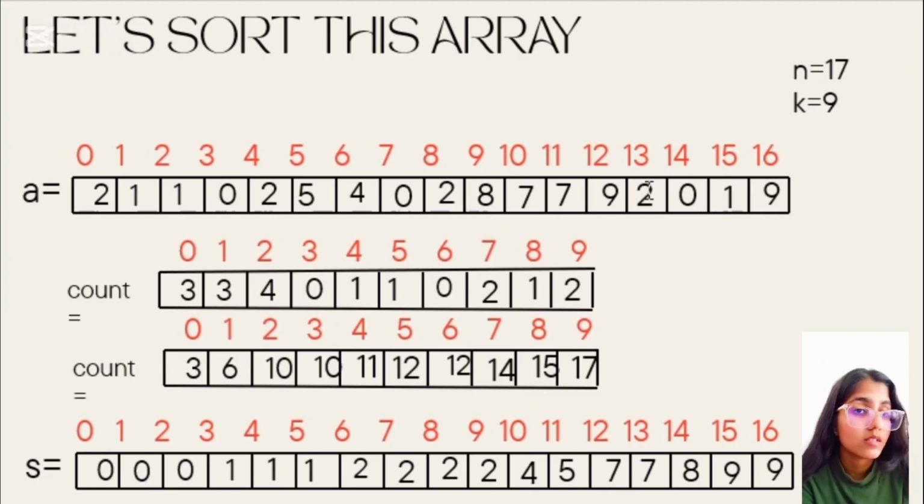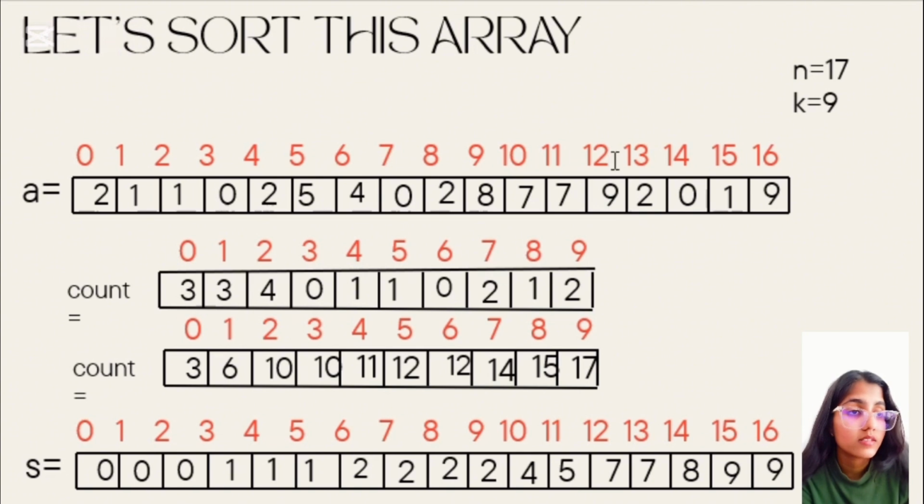Then the next element in array A, going from right to left, is 2. So you must go to the second index of the count array. The value positioned in the second index is 10. So you must add 2 to the 9th position of the sorted array. Then the next element is 9. Go to the 9th index, it is 17. After we added 9 before to this 17th position, it becomes 16.